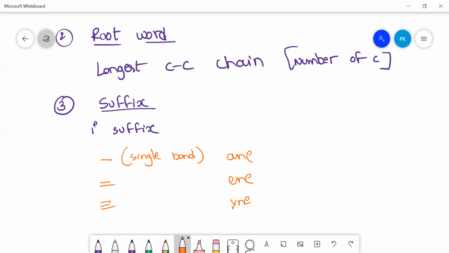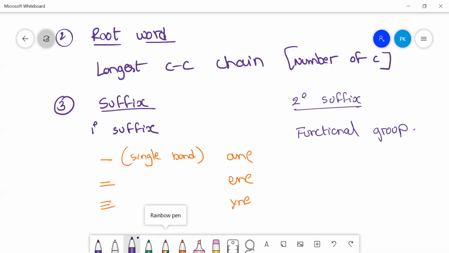And lastly, we discussed the fourth, under suffix, the secondary suffix. The secondary suffix explains the root functional group. So if you have this basic knowledge, we'll discuss in the continuation class how to do the nomenclature of alkanes. Okay, clear, students? I hope you understood the general introduction part of IUPAC nomenclature.